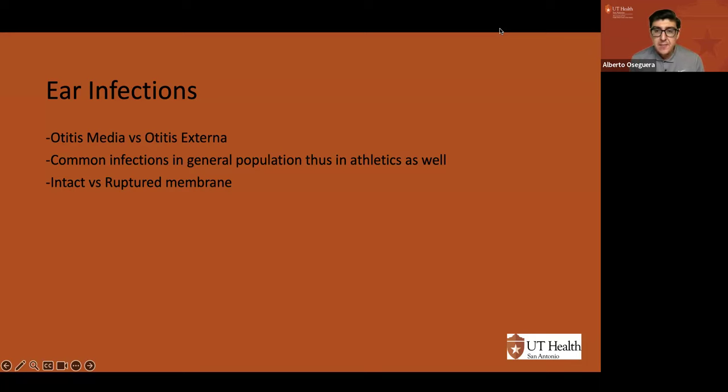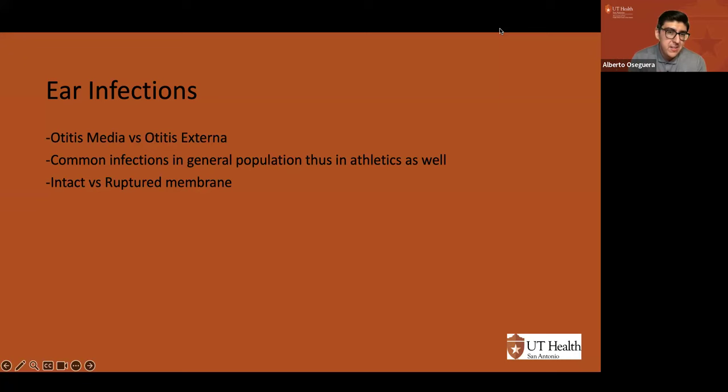For the otitis media, that's usually going to be unilateral, associated with ear pain, decreased or muffled hearing. They'll have what's called a bulged tympanic membrane. And treatment will be Augmentin 875/125 twice a day for about 5 to 7 days.